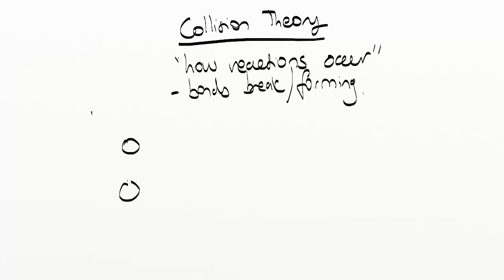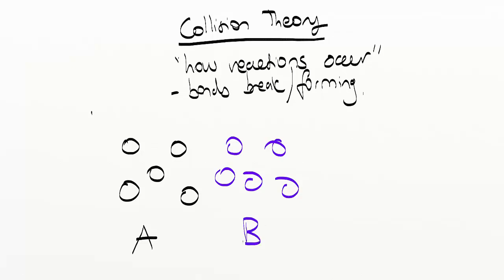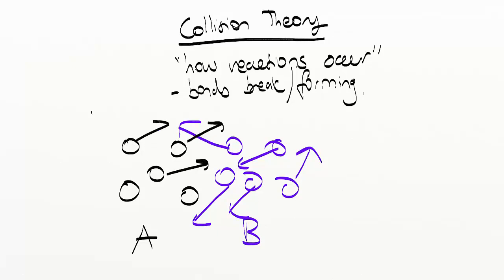We have reactant particles. Let's say the black particles here are A, and then we've got some other reactant particles over here, and these particles are B. The idea is that these particles are moving around in random directions. In some reactions, the reactants might be moving quickly. In some reactions, the particles might be moving slowly, and there's a whole bunch of different characteristics that we can talk about afterwards. But the general idea is that these particles are all moving around in a direction.